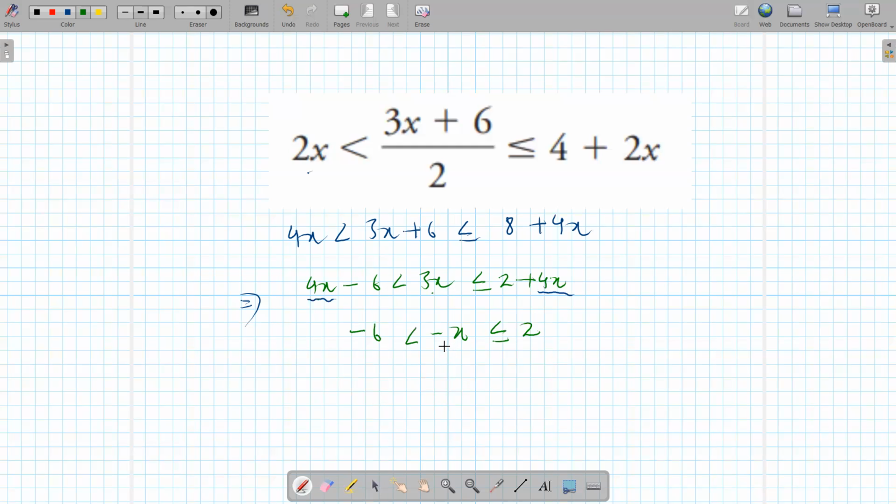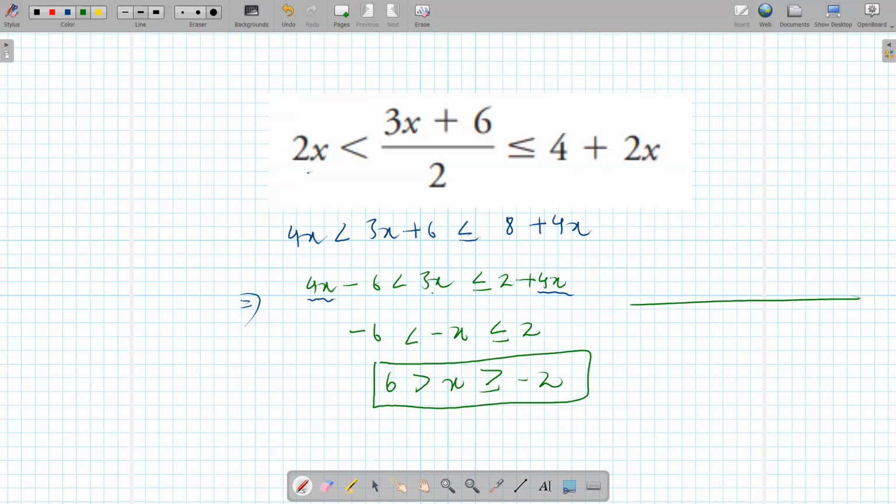But we're not looking for negative x, we're looking for positive x. What do we do now? We multiply by -1 on all three sides, okay? Because we want an x in the middle, so we would multiply by -1. So if you do that, the signs would flip, right? And there we go, that's the final answer.